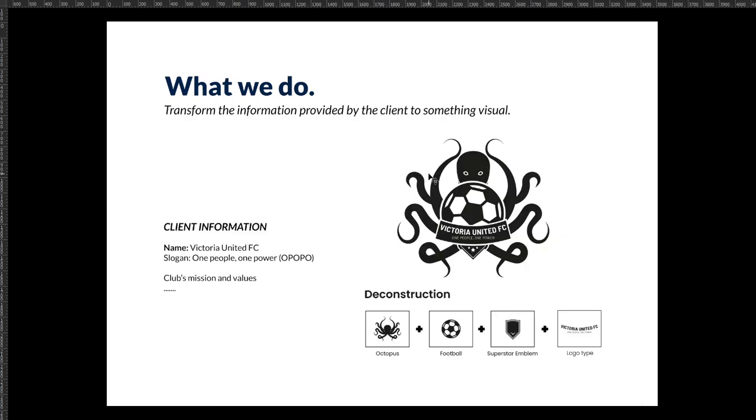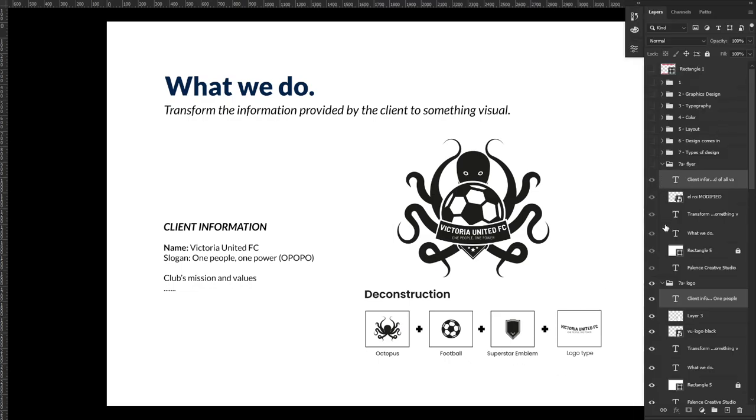Okay, so we have the next one. This one is a logo design, and this one is for a football club, Victoria United FC, and we have their slogan and the mission and the values of this particular club. I just left that out. And from all of that information, you can now have an idea and do a logo which represents that particular identity or that particular business or brand. You get it, right? And that's it. So moving on to the next one.